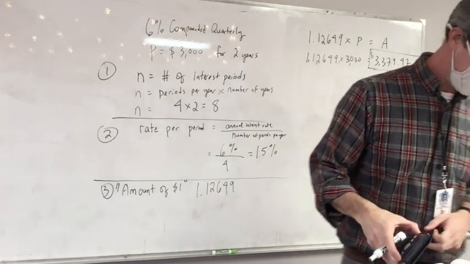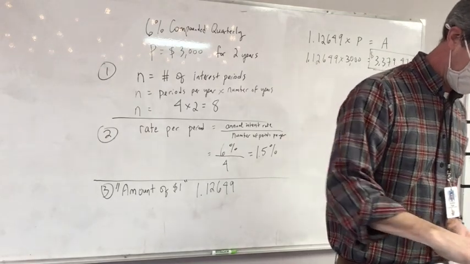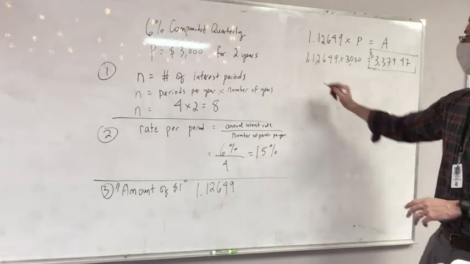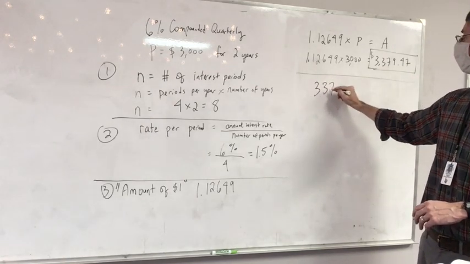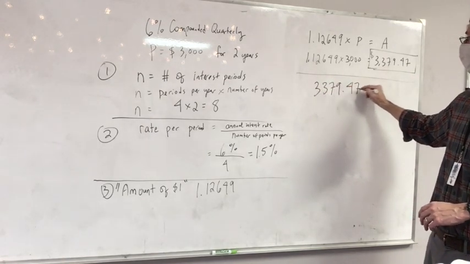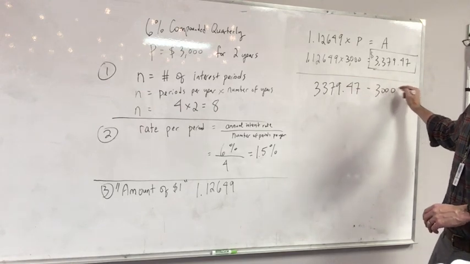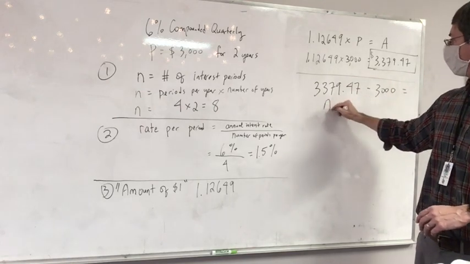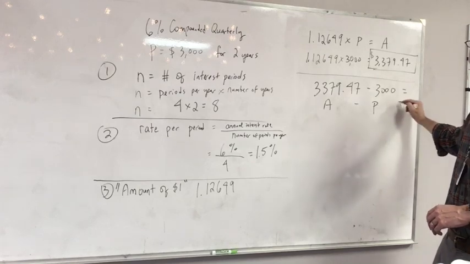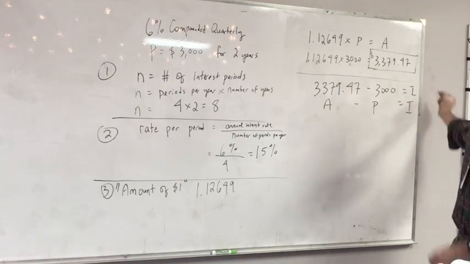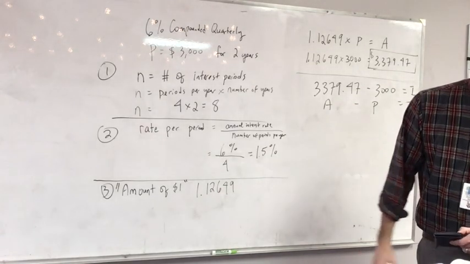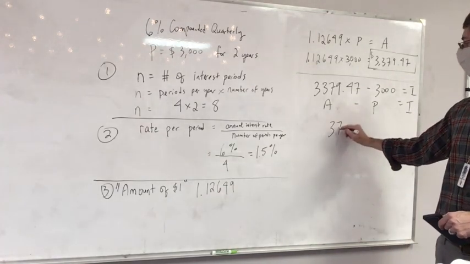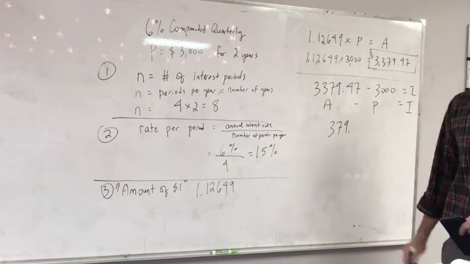So that table there gave us this answer, and that is the one that they got. And then their last step, because they were actually asking for the interest, is you take the 3,379.47 and you subtract the 3,000 from it. This is your A minus your P, and that's going to give you your I. Right? So that number for I is 379.47.